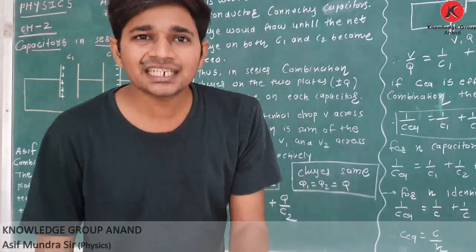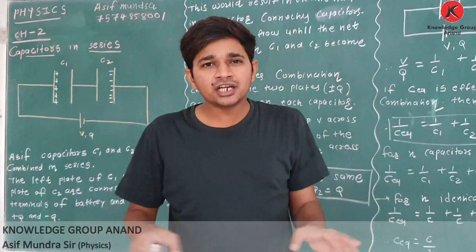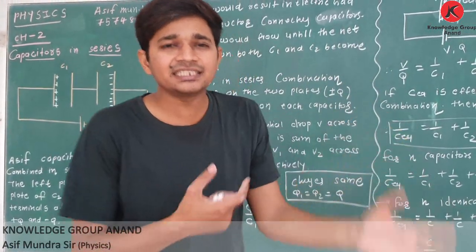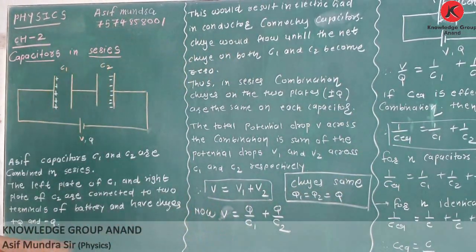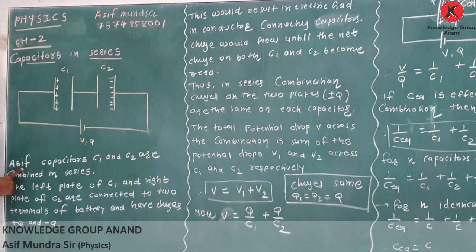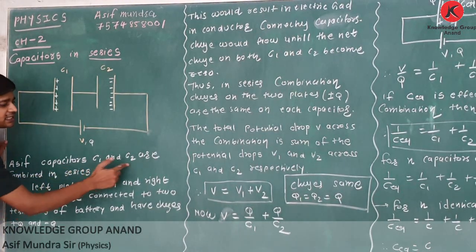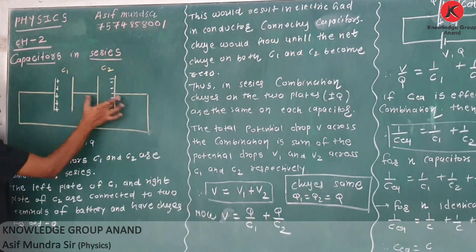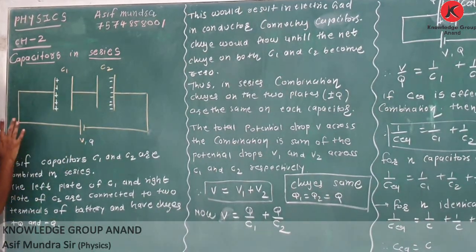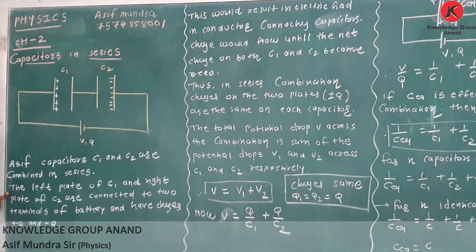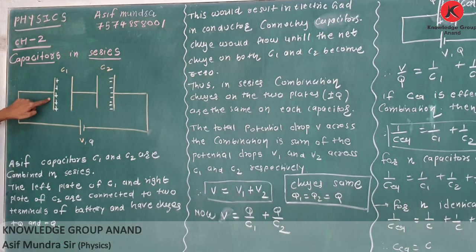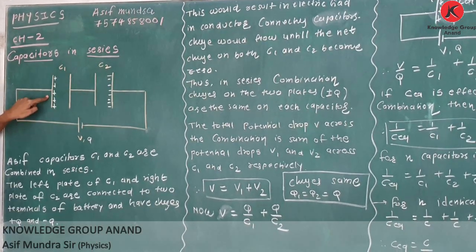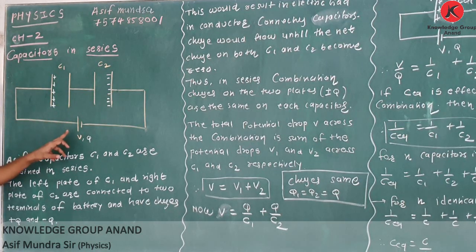What is a series connection? How can you identify from the figure that it is a series connection? See, as shown in the figure, capacitors C1 and C2 are combined in series. The left plate of C1 and the right plate of C2 are connected with the battery.